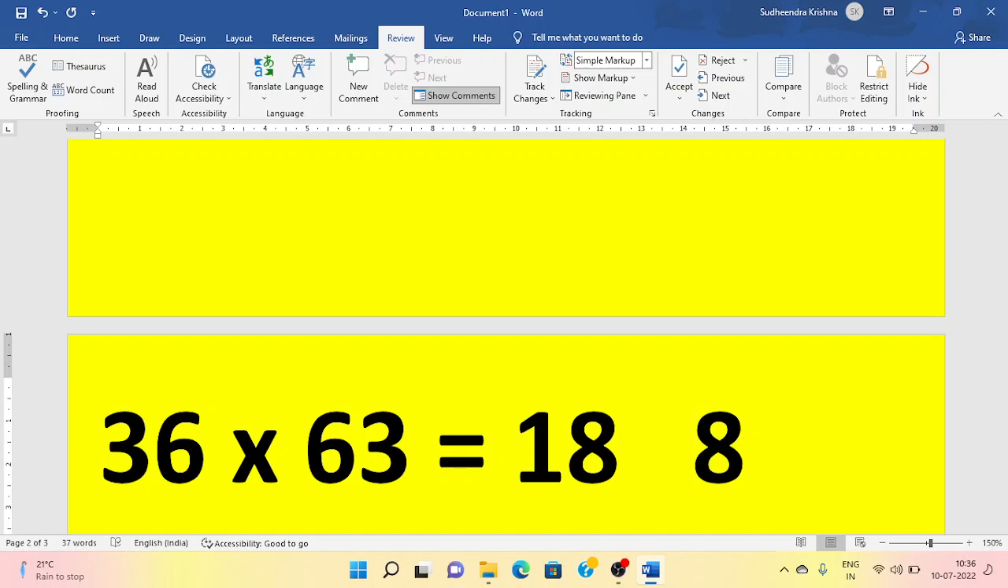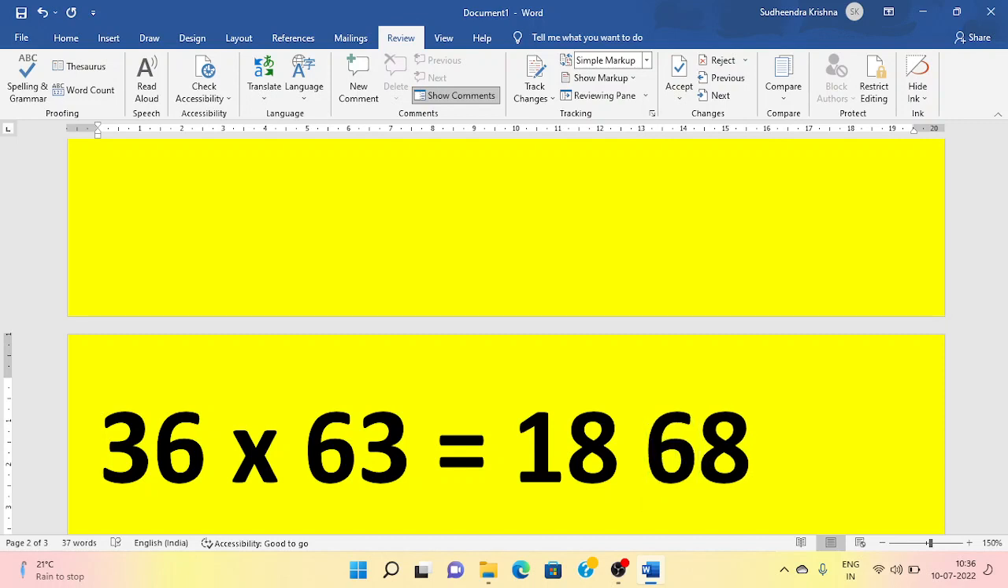So 6 square is 36 and 3 square is 9. 36 plus 9 is 45. 45 plus the carry over 1 will give you 46. Again you are getting a 2-digit number.